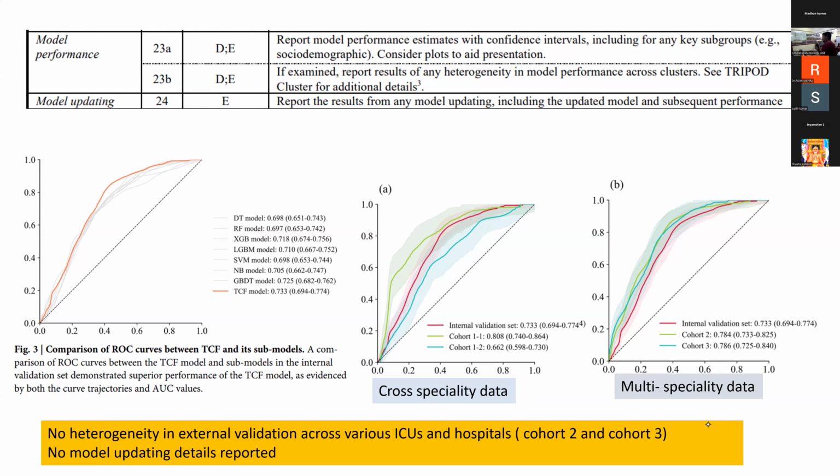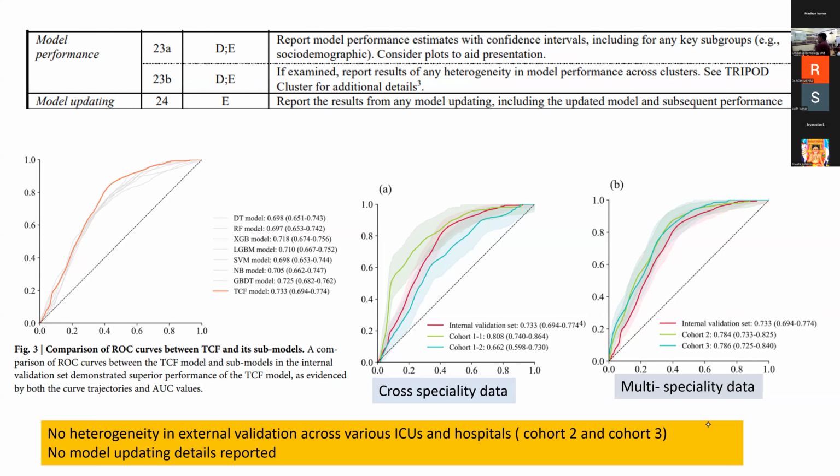Now, did they report any results of heterogeneity in model performance across clusters? In the multiple centers they used, there was no heterogeneity, because both AUCs are similar, and they did not report any heterogeneity in their article either.